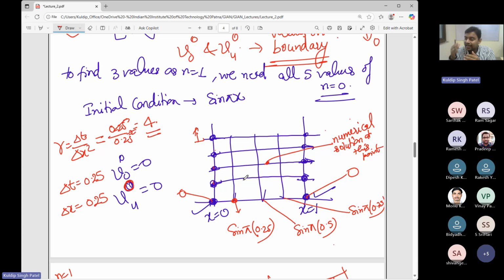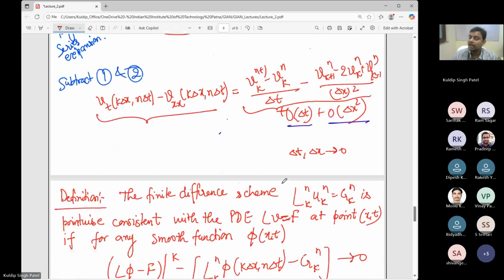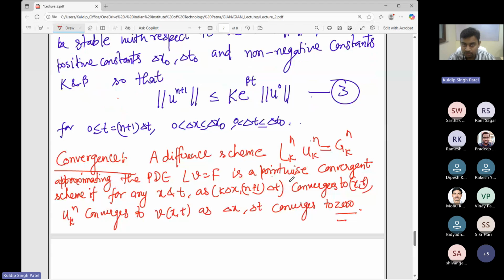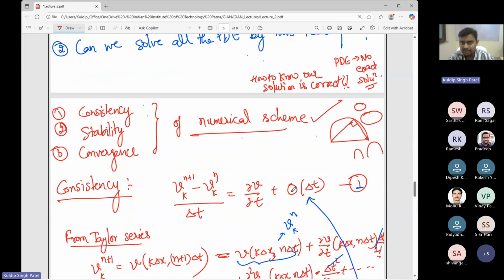So as delta x, delta t are going to 0, what happens? Our numerical solution is approaching the exact solution at any point. It's not only 1 or 2 points. If this is the case, then we are clear that our scheme is convergent. And there are various ways to prove all these three properties. Actually, without these three properties, a finite difference scheme is a bit incomplete, I would say. That's why we try to do this.